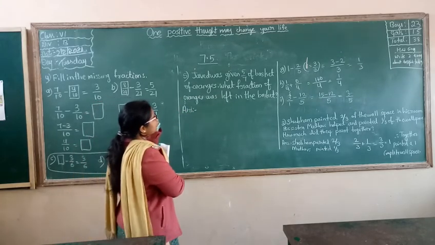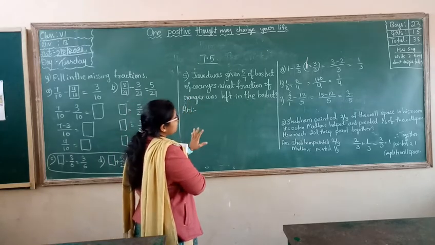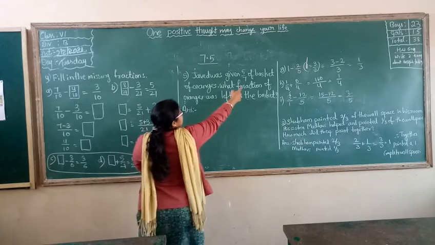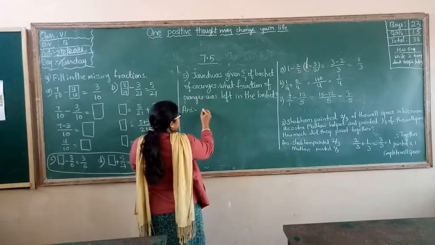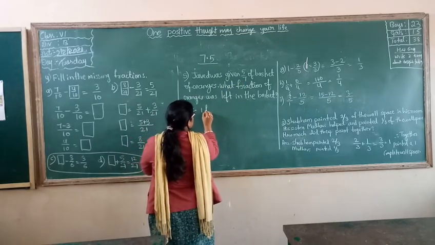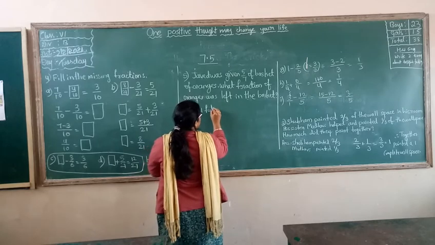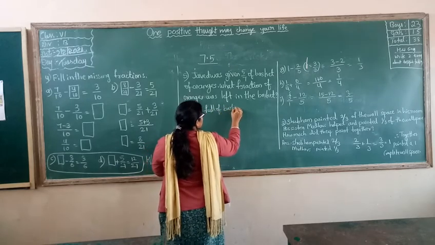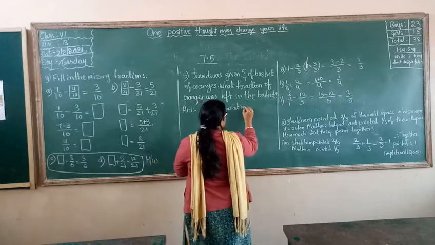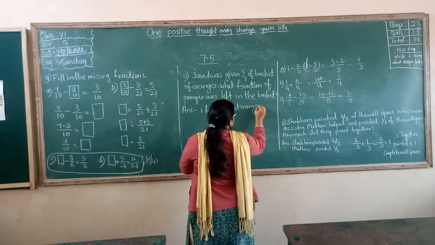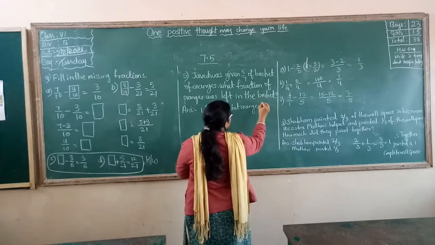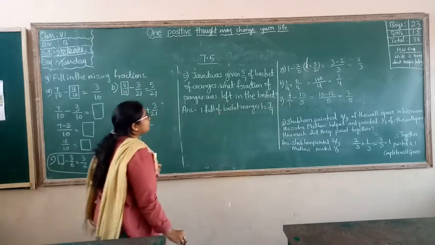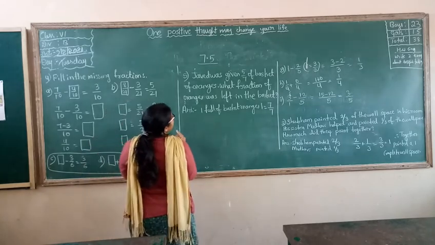So they have given only one number. If it is one basket, the denominator is 7, meaning one full basket of oranges. One full basket means it will be 7/7. Okay?